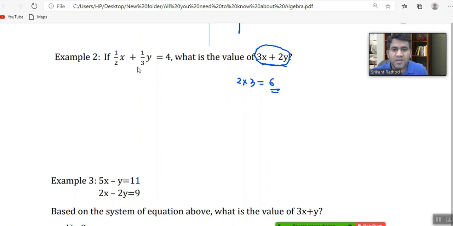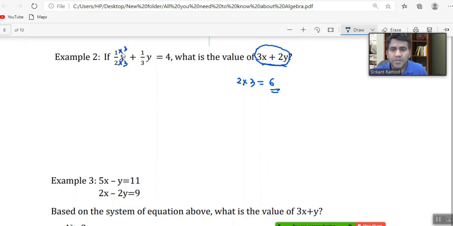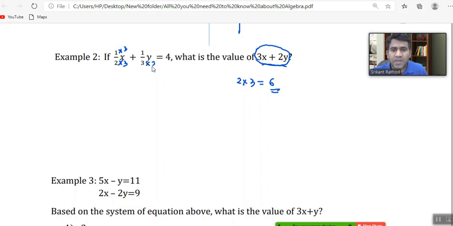Now to make the common denominator 6, you have to multiply this expression by 3, here also by 3. To make the denominator 6 here, you have to multiply by 2, here also by 2. So 1 into 3 is 3, 3 times x gives the numerator 3x by 6, plus 1 into 2 is 2, 2 times y gives 2y by 6, equals 4. So 6 is the common denominator, and I can write this as 3x plus 2y over 6 equals 4.